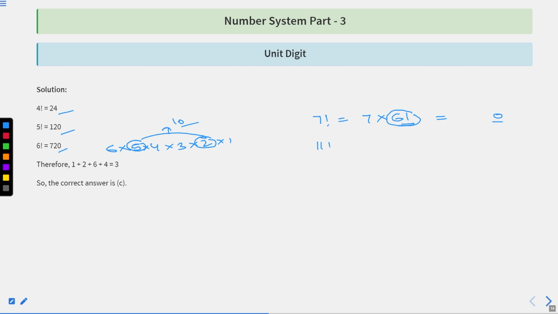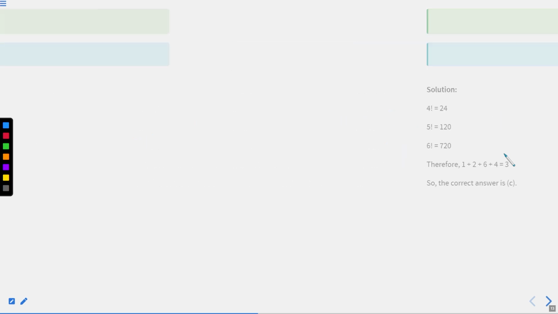If I say 11 factorial, 11 factorial can be written as 11 into 10 factorial. And 10 factorial has 0 at its unit digit, correct? So 11 into 10 factorial will also have 0 at its unit digit. So one thing we have observed is that after 5 factorial, each of the numbers will have 0 at its unit place, so those numbers are not going to contribute anything to the final result.